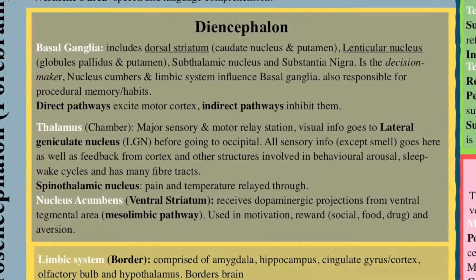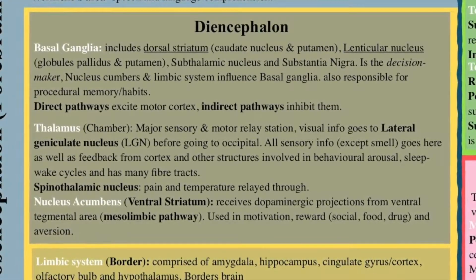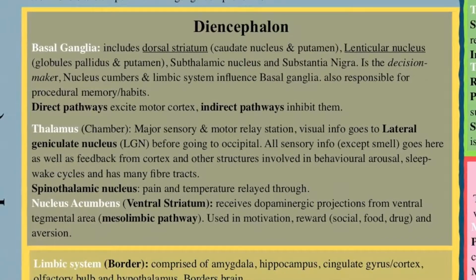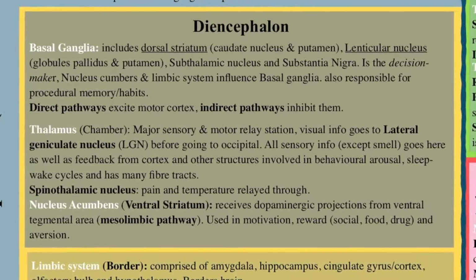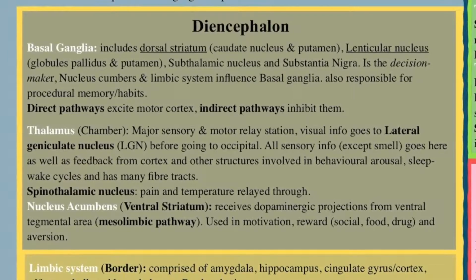There are direct and indirect pathways, the direct pathways being responsible for exciting motor control, while the indirect pathways are responsible for inhibiting them. Also in the diencephalon is the thalamus, which means chamber in Latin. It is a major sensory and motor relay station where visual information goes to the lateral geniculate nucleus, or LGN, before going to the occipital lobe, or occipital cortex.